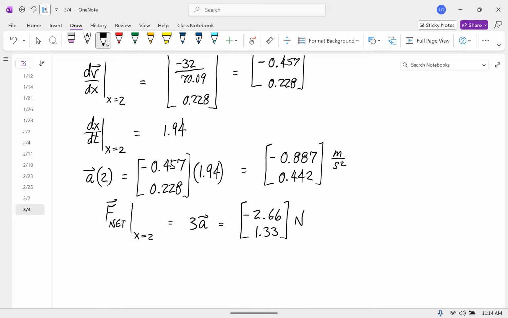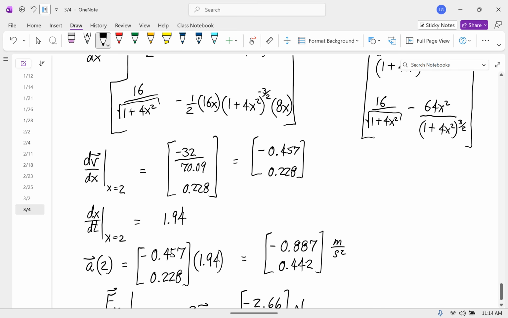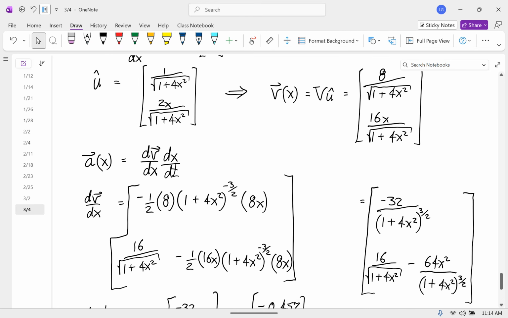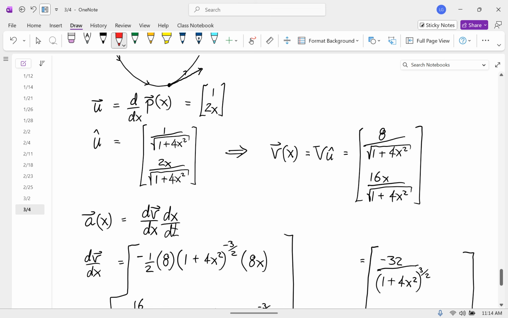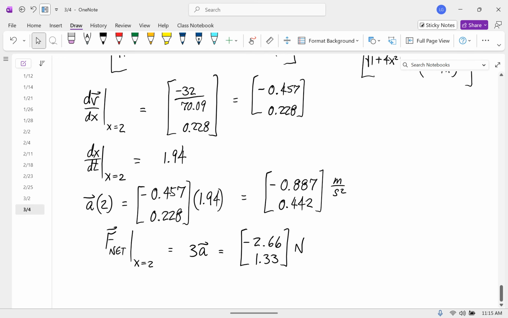Yes? So when you plugged in x equals 2 for dx/dt, what equation did you plug x equals 2 into? dx/dt is the x component of the velocity. So I went up to the velocity here and plugged it into this. Any other questions on that one?